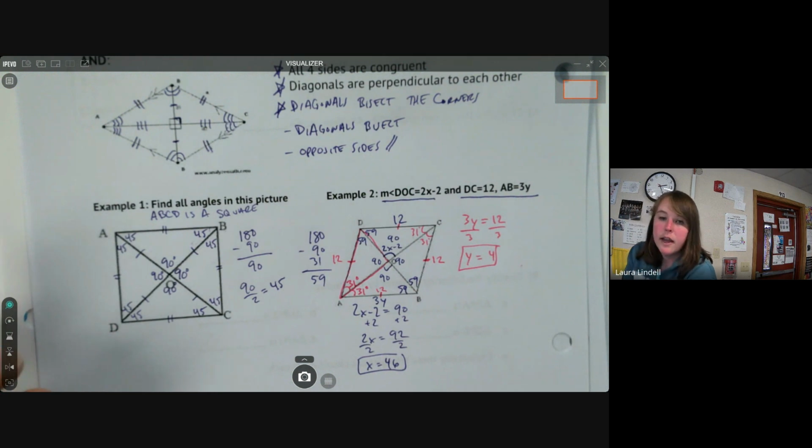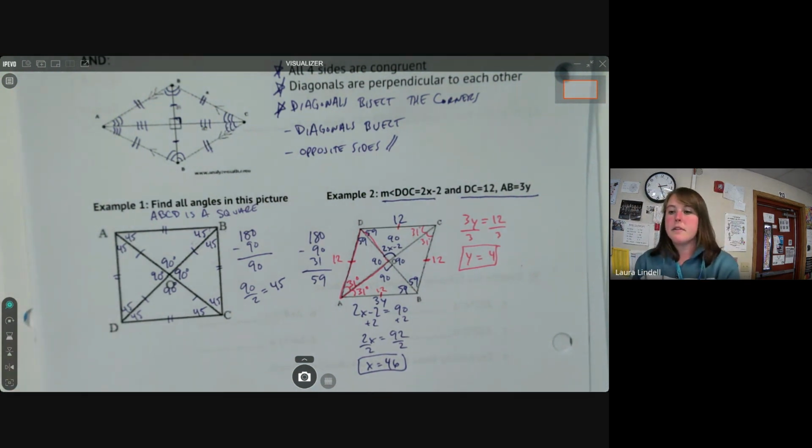All right. And these are just some of the kinds of problems that you can do with squares and rhombuses. There are so many different ones and ways that they can ask these kinds of questions, but that's at least a good start for us for now.